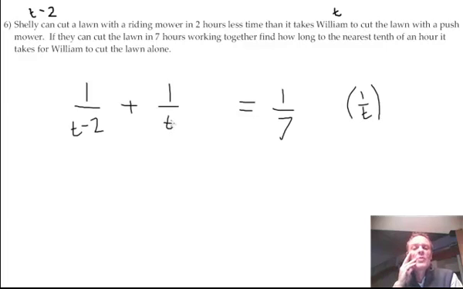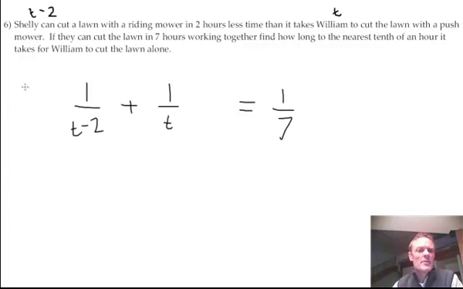So it's very similar to how we did the ones way back in chapter 6 for rationals, except we knew how long Shelley did it and how long William did it. We were just looking to find out how long they did it together. Well, now that's the only piece of information we know, how long they worked on this together. So for this one, I'm going to have to multiply everything by the lowest common denominator, which, believe it or not, is t minus 2, t, and 7. Ugh. Everything's got to be multiplied by those 3 things. Let's go ahead and do it.